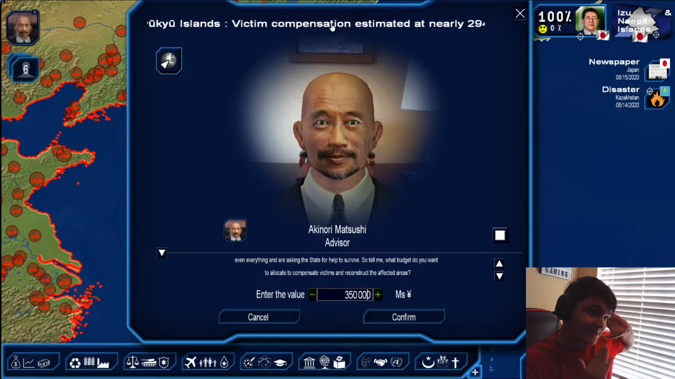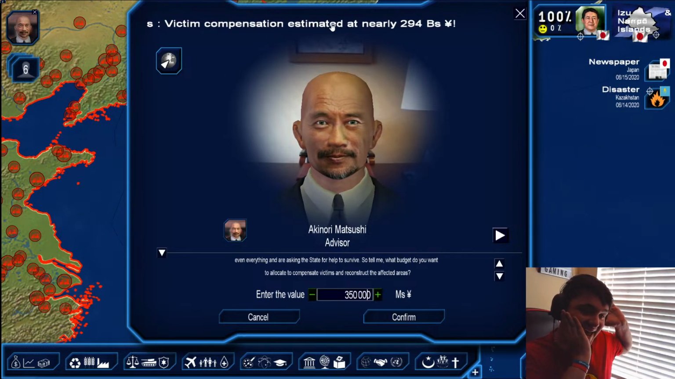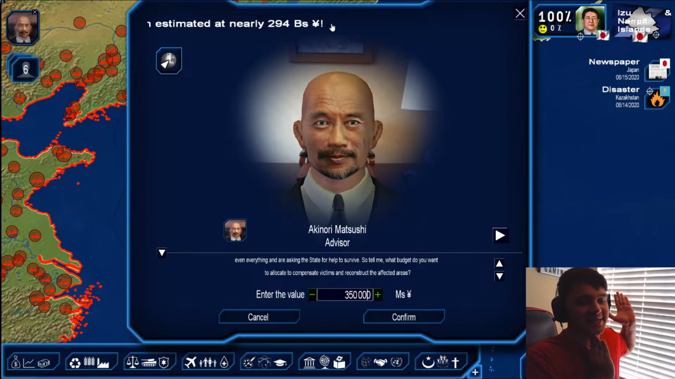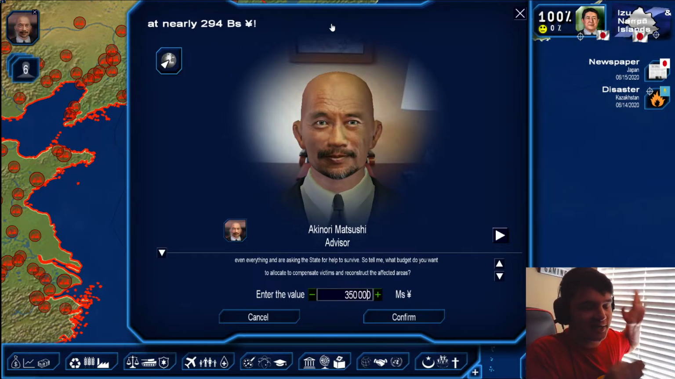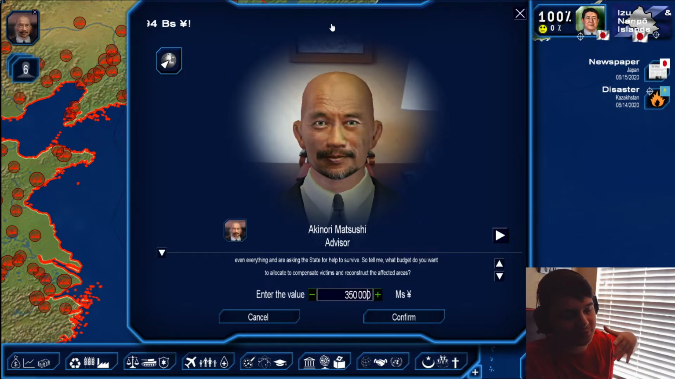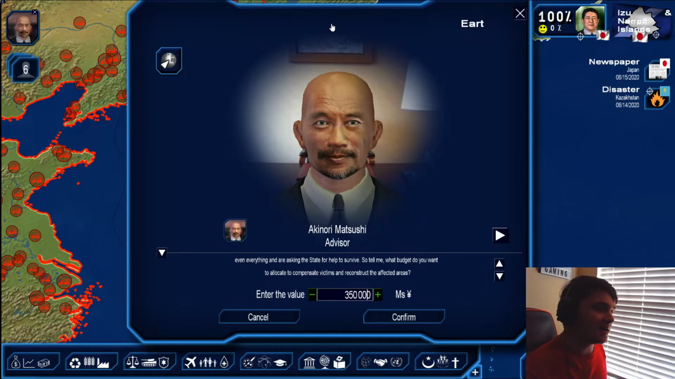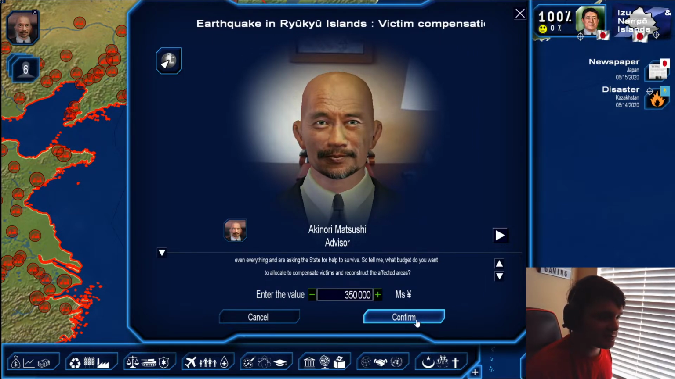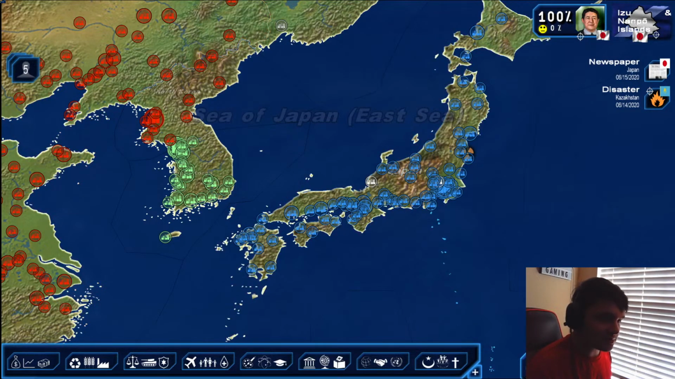That kind of threw me off for a second again. I keep forgetting that this is in yen. So 294 billion yen, that's about 2.9 billion yen. I'm gonna go ahead and give them about 350 billion yen. So that's about $3.5 billion. I already gave them $5 billion. So yeah, let's go ahead and do that.